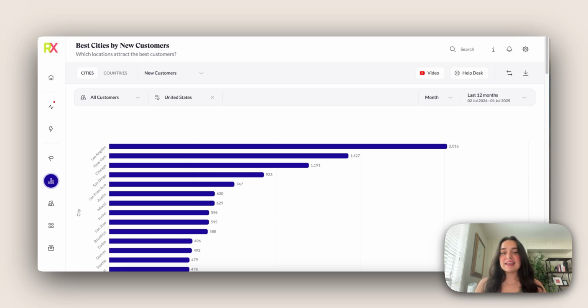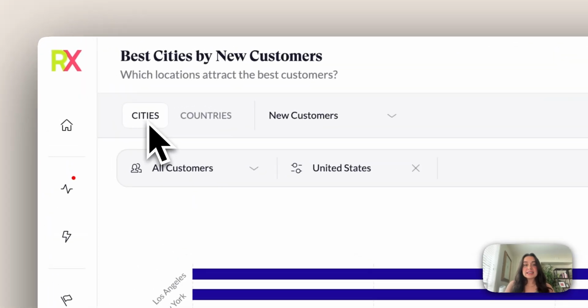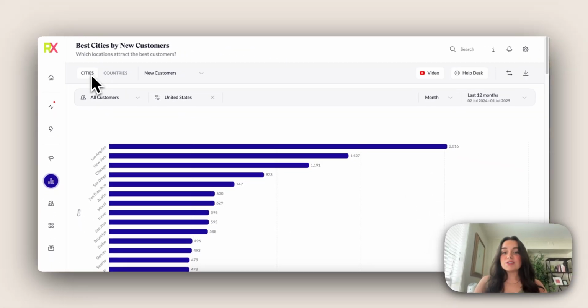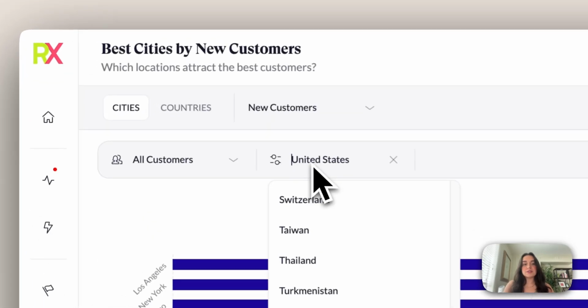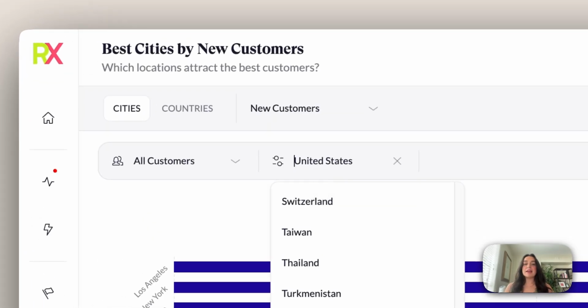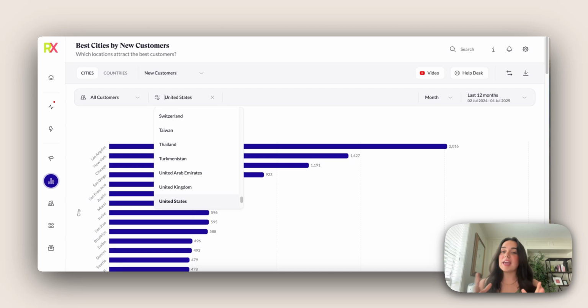One of the most important things to remember whenever we're looking at the Best Locations report is we are determining which location to focus in on that's producing our highest quality customer. When we're taking a look at the report, we have a couple of different options towards the top. Within the navigation, we have options for cities or countries. Cities is toggled on by default, and within this view, we also have the option of looking at a country as well. So if you did want to combine both cities and countries together, you can do so.